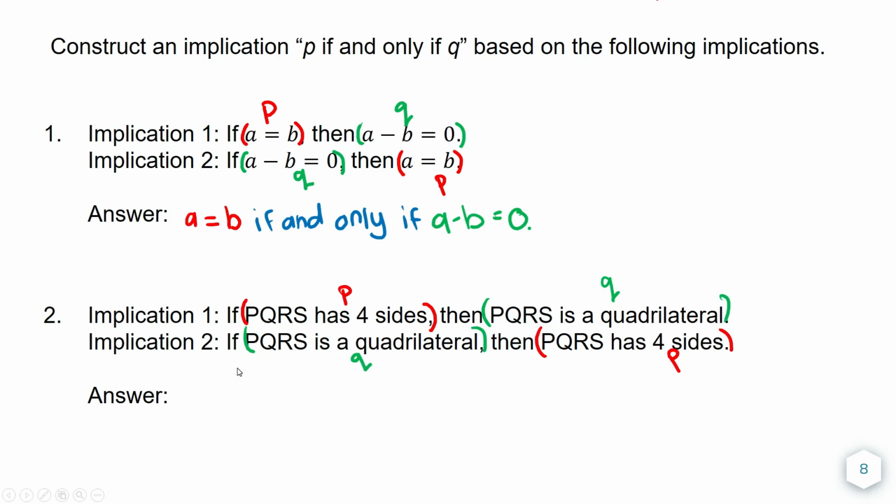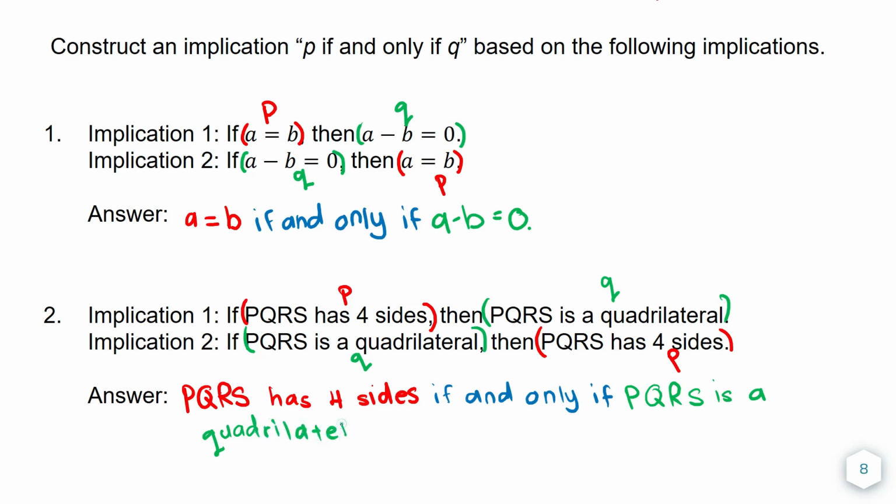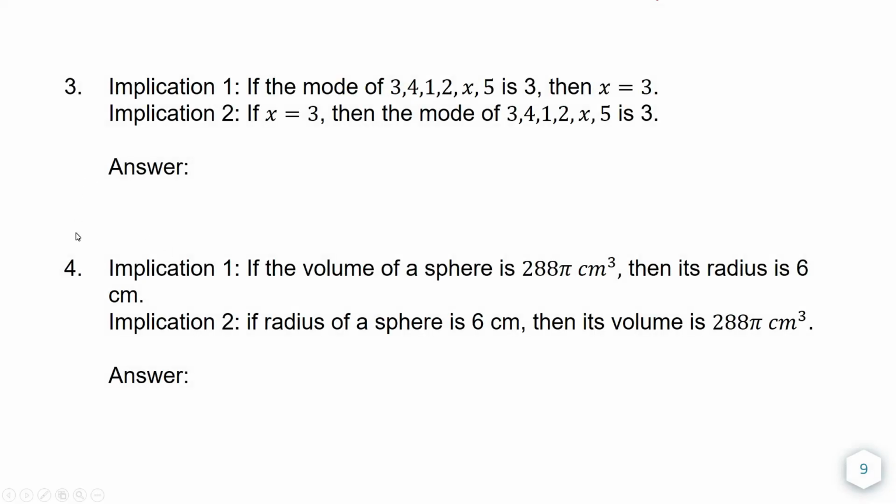First, we write down the P statement: PQRS has 4 sides, if and only if PQRS is a quadrilateral. This is the final answer for question number 2. Okay, question number 3.